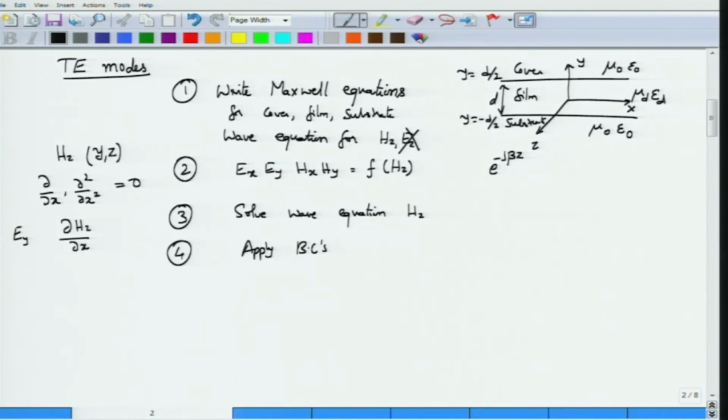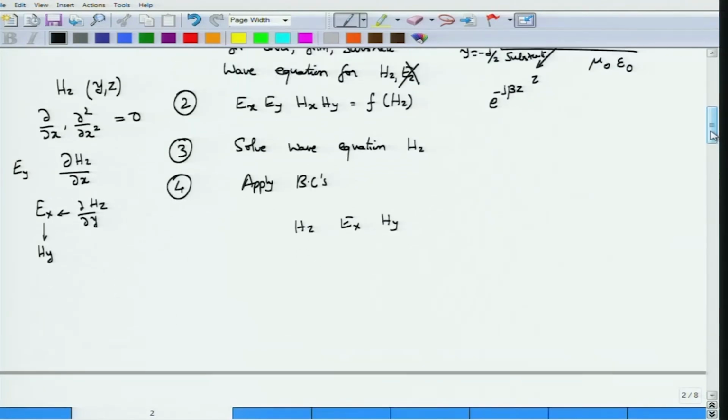Rather, what you find is that you will have Ex, because you will have del Hz by del y, so you will find an Ex component. Corresponding to Ex, you will find a Hy component. Okay, so these are the 3 different components that you are going to find. So for the TE modes, the non-zero components are Hz, Ex and Hy. Of course Ex and Hy will be expressed in terms of Hz itself. The reason why I have Hy is because I have Ex, and Ex and Hy must constitute the orthogonal components, right? So that ratio must correspond to the wave impedance, as we have discussed earlier.